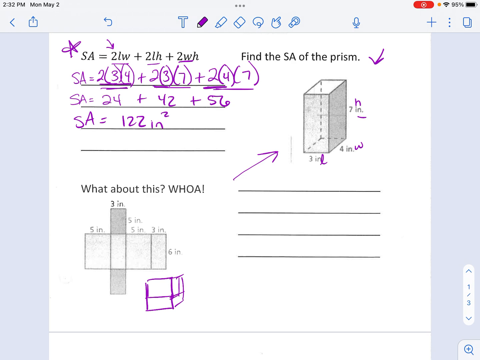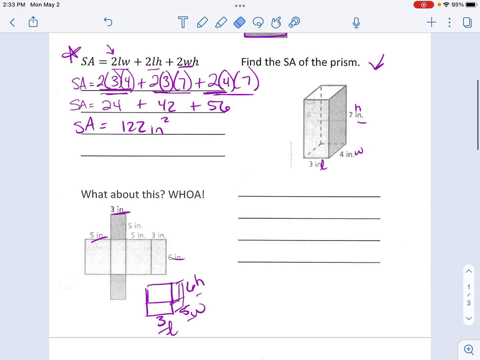We could say that 3 is the length, 5 is the width, and 6 is the height. So those are the 3 that we would use for the length, the width, the height. I'm going to start on the first line with the formula. Surface area is 2LW, 2LH, 2WH. You do not have to memorize that. You'll always be given that.